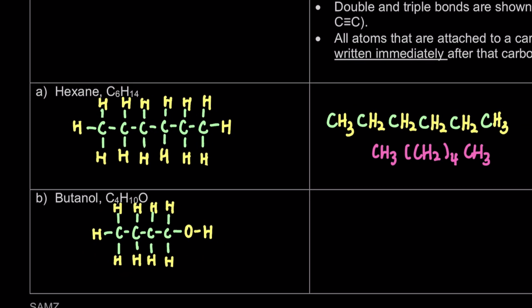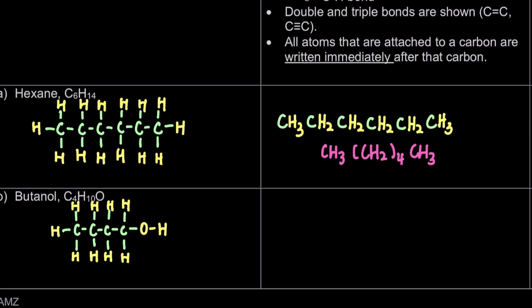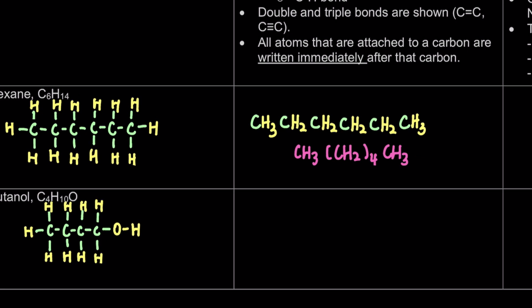Next, we're going to draw in terms of condensed structure. Again, we're going to start from left to right. From the left, we start with CH3, and then we have CH2 three times. I'm just going to rewrite it again. And then at the end here, we have OH. So I'm just going to write down OH. So this is for the condensed structure.